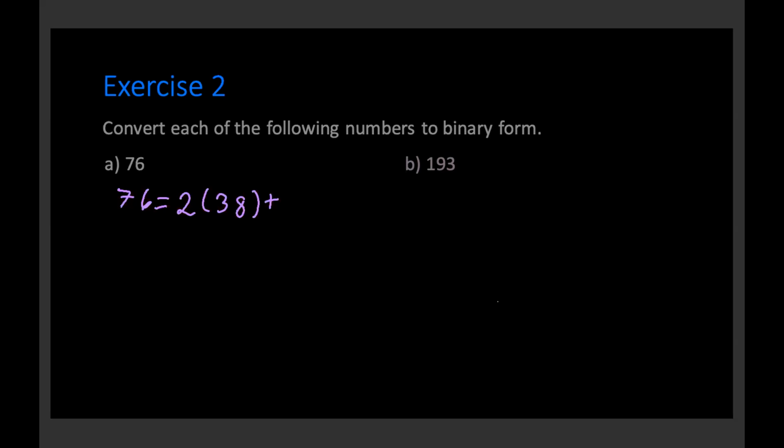So let's see. If we're using this method, we're gonna add a 0, right? Because it's even. And we can keep doing this, right? So we can take this 38, we put that here. And that equals what? It's 2 times 19. It's even, so we add a 0. And then we can bring this 19 down.